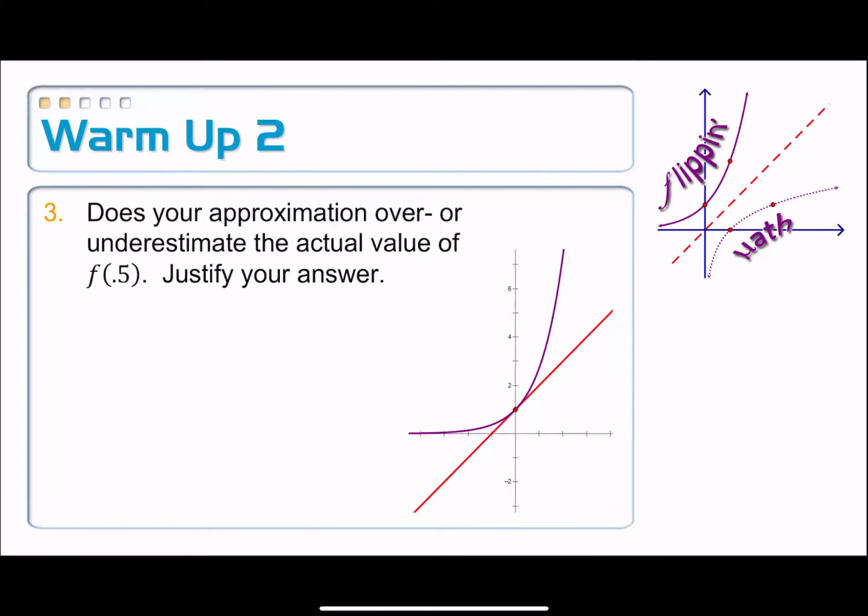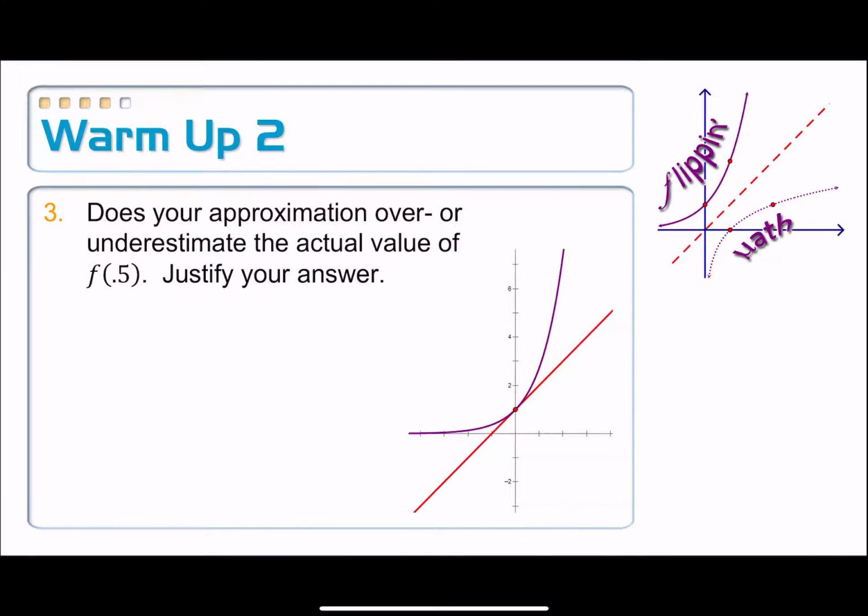The next question: whenever we get an approximation, it's always nice to know, did we just over-approximate it? Was it too big, or did we under-approximate it? Is it too small? Well, the picture here gives us a visual clue of what just happened. We obviously under-approximated it because our tangent line is underneath our function. However, in most cases, you're not going to know where that tangent line is relative to the function unless you do a little bit of calculus.